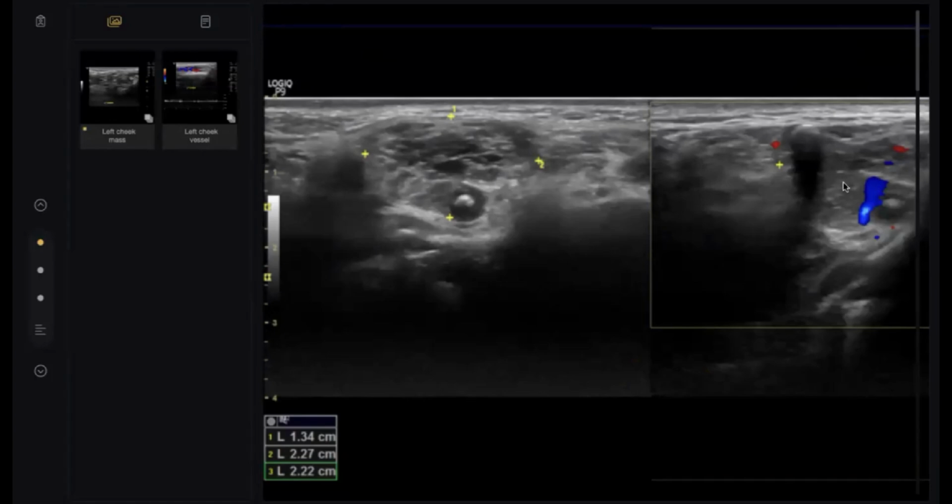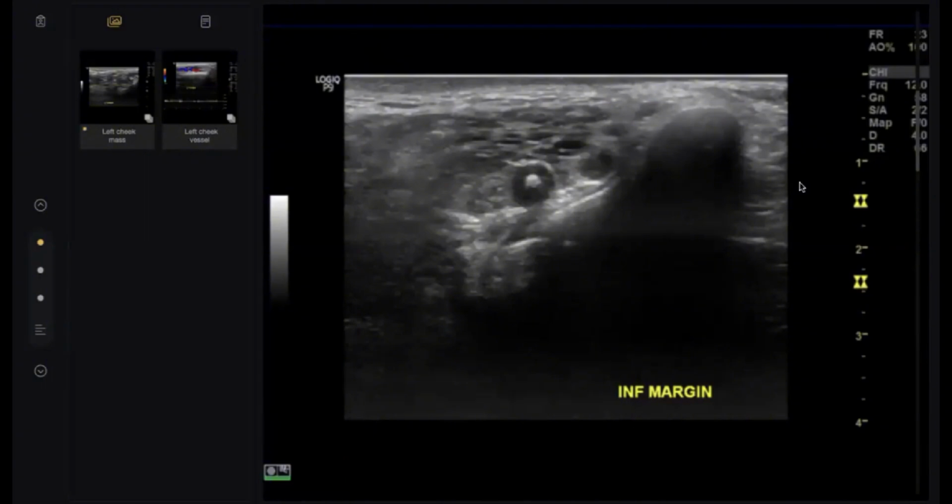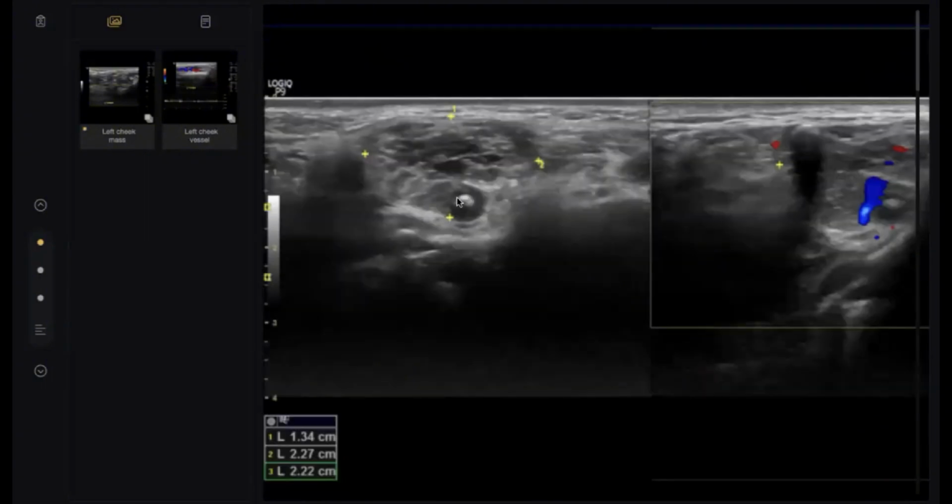I want to compare the left side with the right side if available. No need, doctor. By the way, this is not subcutaneous. See the bone? This is in the deep tissue. Doctor, you find this one, and this is solid or soft tissue, and there is vascularity. What's your diagnosis?